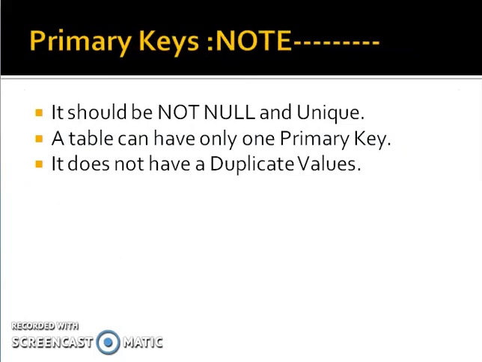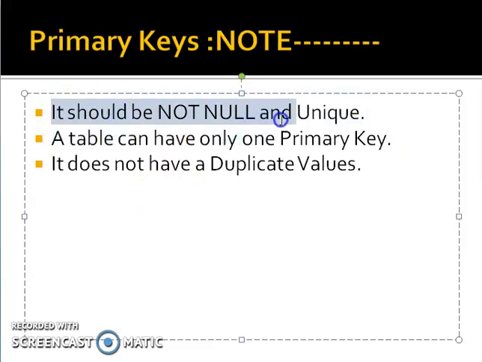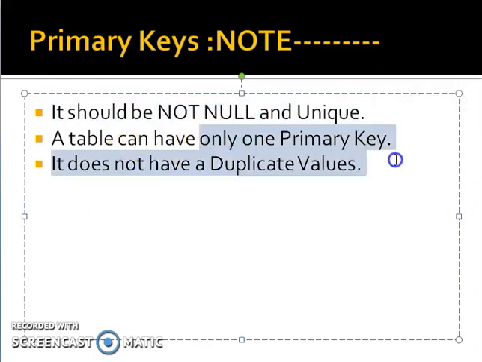So the next key is the primary key. The same point as the candidate key: it should not be null and it should be unique. The primary key does not contain any null values, and unique in the sense it should be different for each and every row. A table can have only one primary key. For one table there is only one primary key, but we can have more than one candidate key. So out of the candidate keys, we can select only one as the primary key.